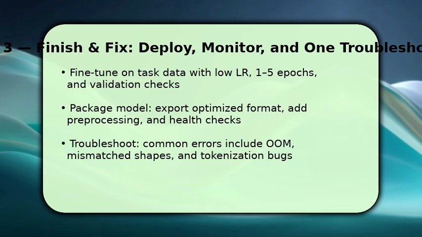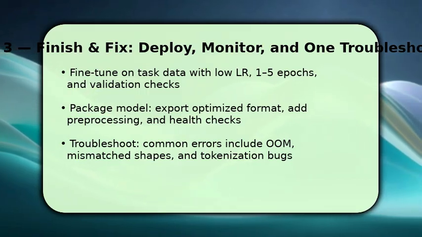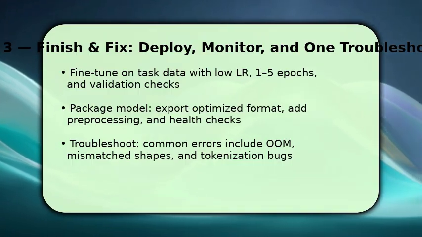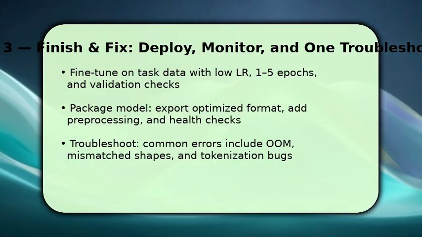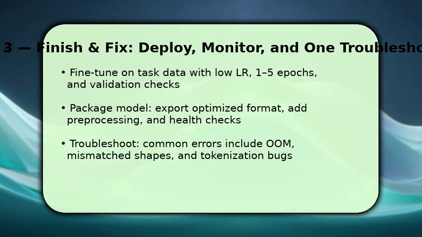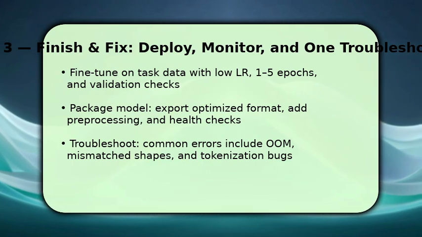If things go wrong, check for common issues: out-of-memory errors, fixed by reducing batch size or using mixed precision; mismatched tensor shapes from data pipelines; and tokenization mismatches. If a problem persists, revert to the working checkpoint and compare inputs.